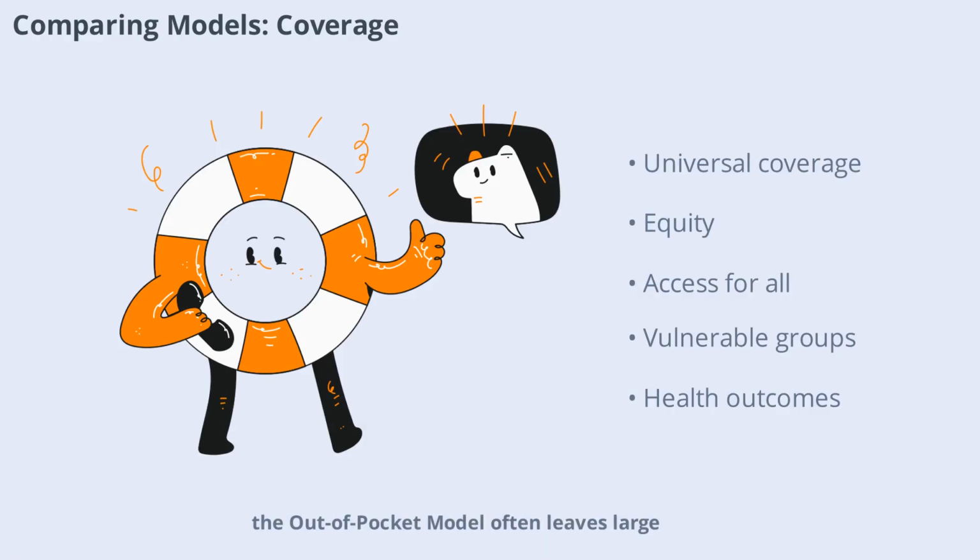In contrast, the out-of-pocket model often leaves large segments of the population without coverage, especially the poor and vulnerable. Universal coverage is a key goal for many health systems, as it promotes equity and better health outcomes. Next, we'll look at how costs are managed in each model.